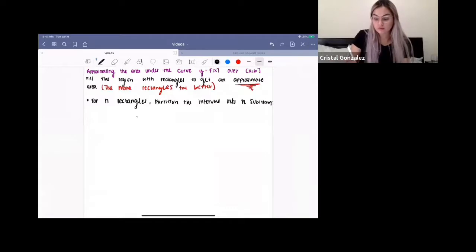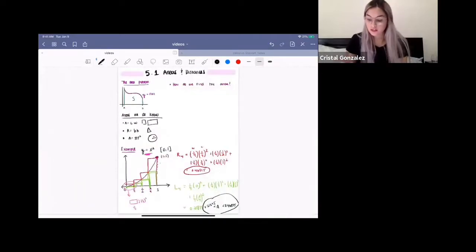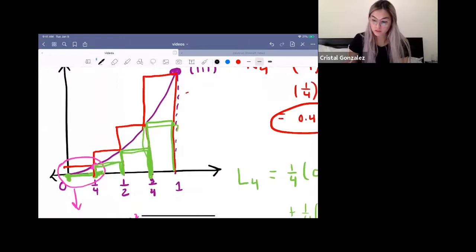So if our endpoint a is going to equal x0, which is our very first endpoint, x0 is less than x1 is less than x2, and then we'll go all the way to xn, which is going to equal our last endpoint. For this one, this is our x0, all the way to our last, x of n, which is b. And we have n of them.